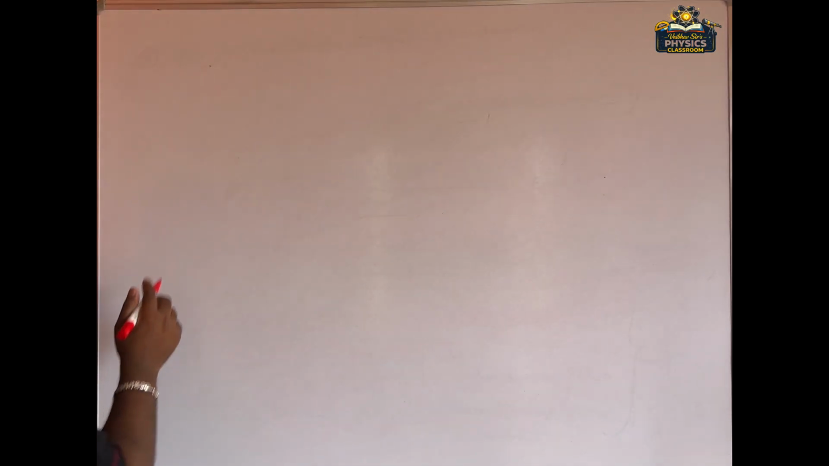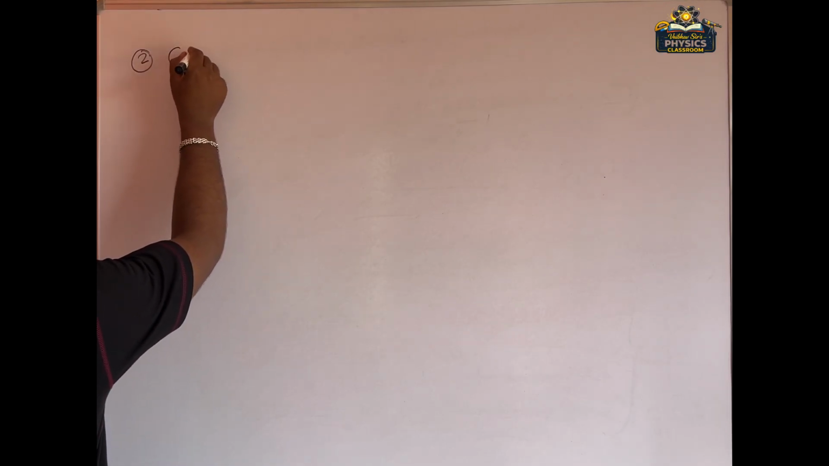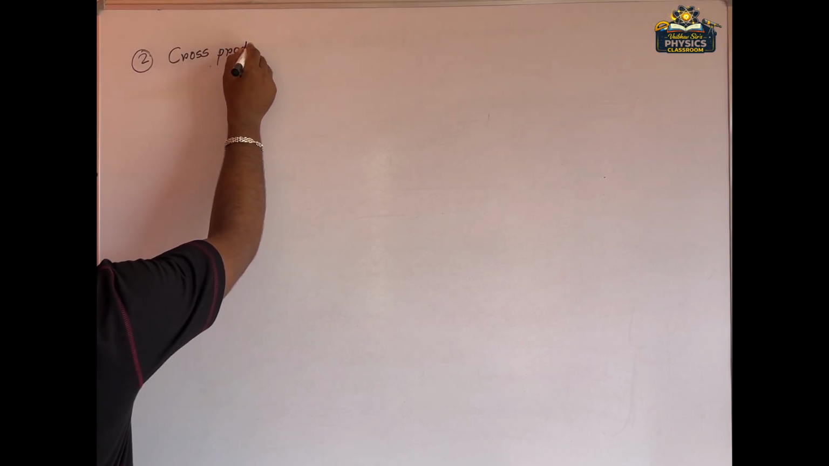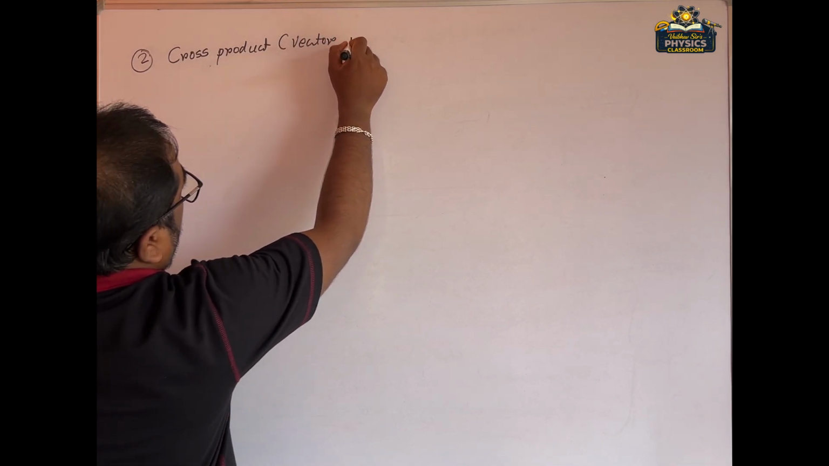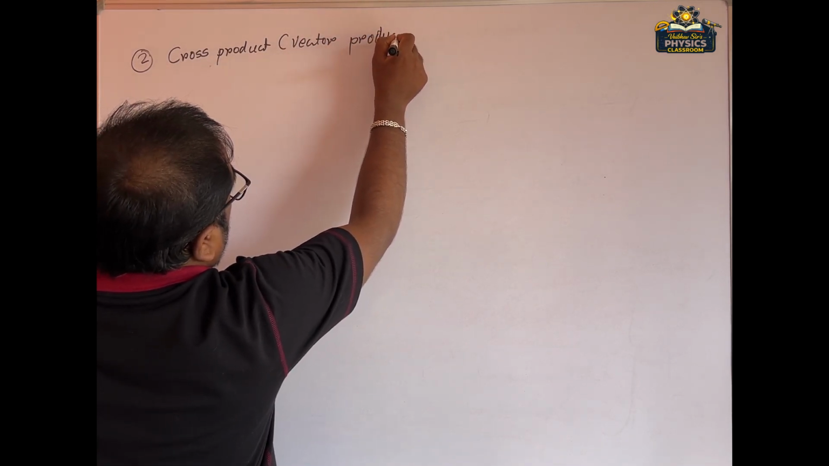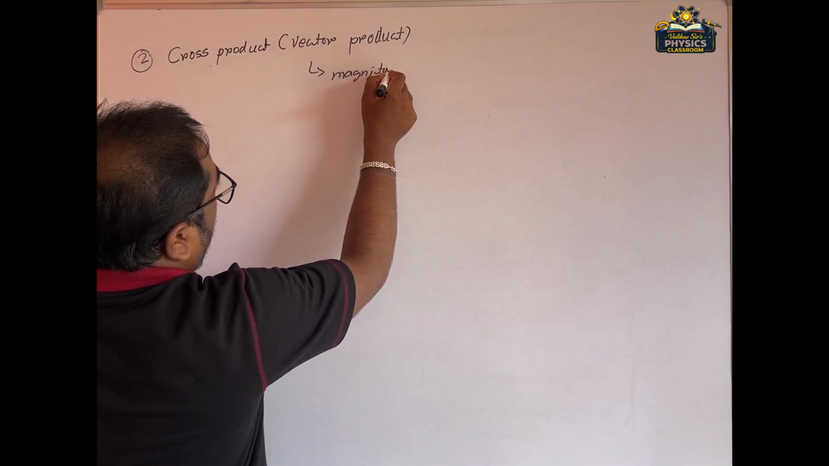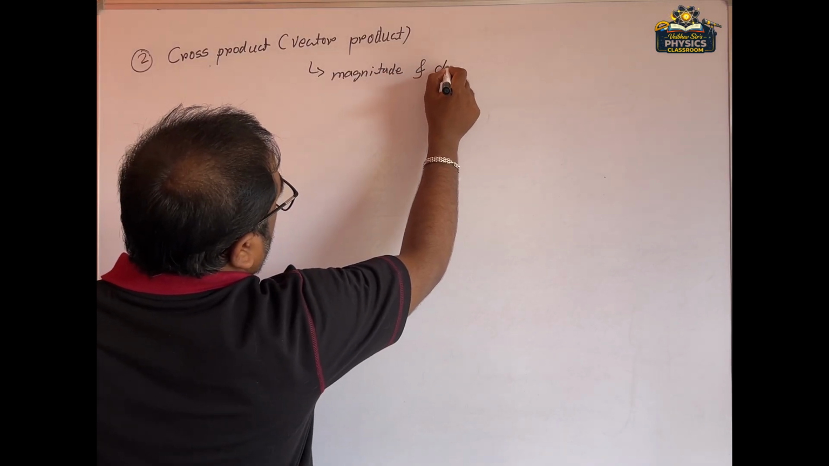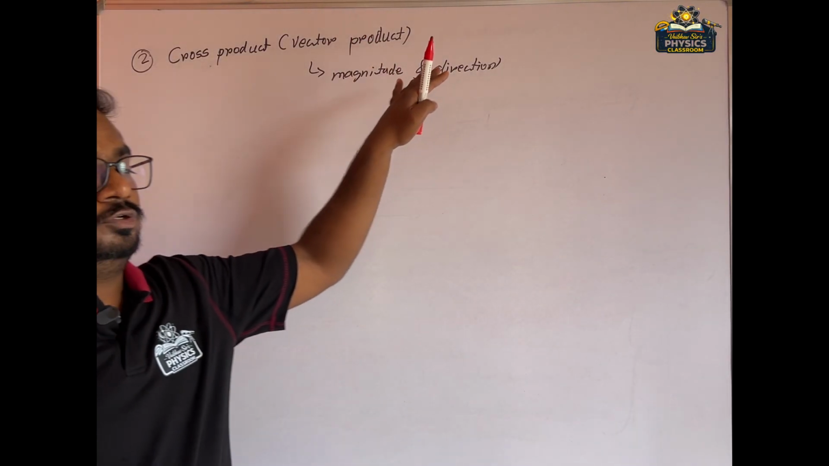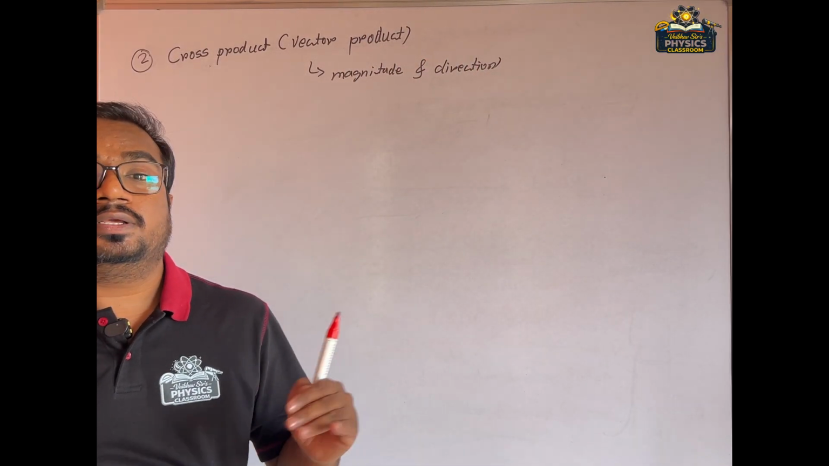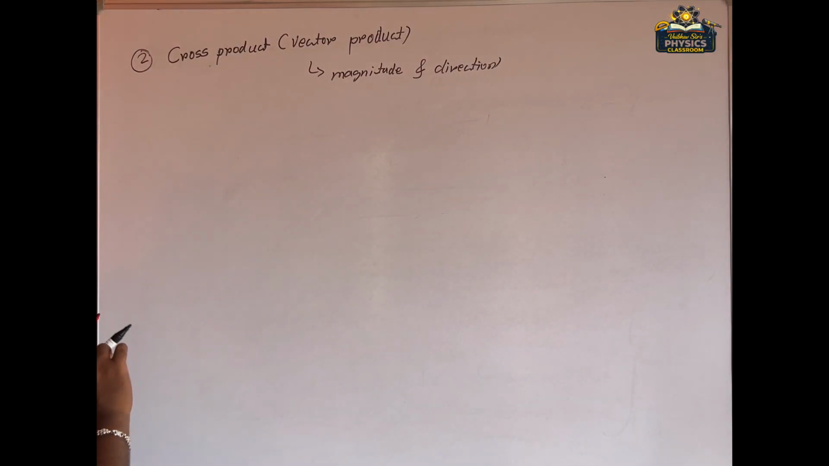Now the second multiplication is the cross product. This is also a very easy product. It's called the vector product also, right? Vector product means we will get magnitude as well as direction. The resultant of this multiplication of the two vectors we will get in vector form only. Just like that. For example, we are taking one example.